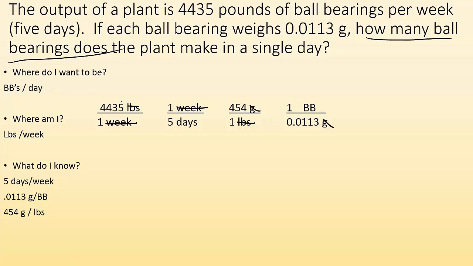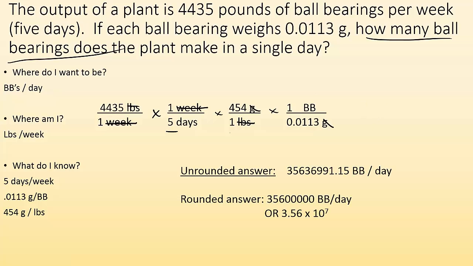I'm going to do 4435 divided by 1 times 1 divided by 5 times 454 divided by 1 times 1 divided by 0.0113. And I'm going to pick it up once, and I'm going to plug it all in. And now I'm going to get an unrounded answer of this huge, ugly thing, which I can't draw straight lines. So, boom, that many BBs per day.